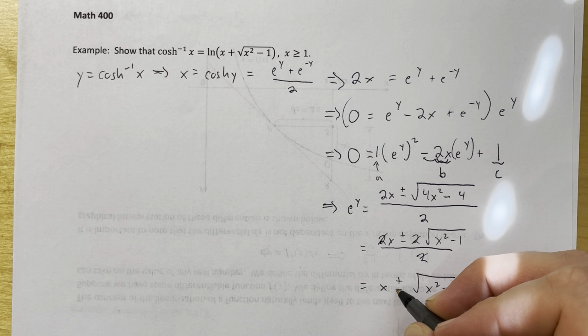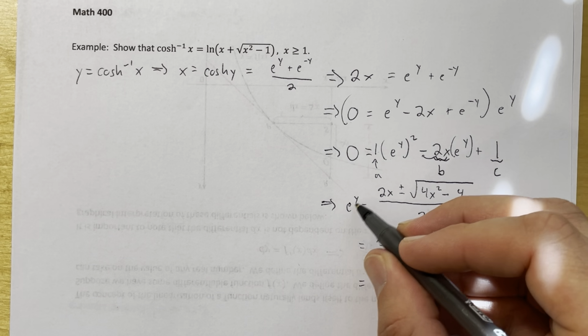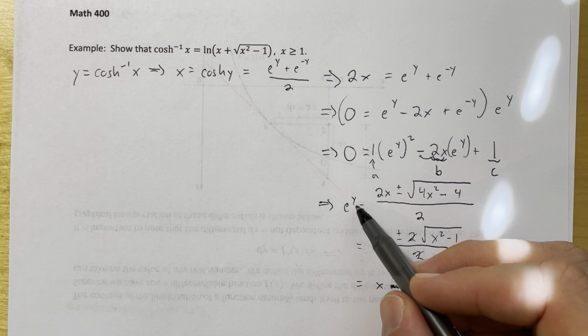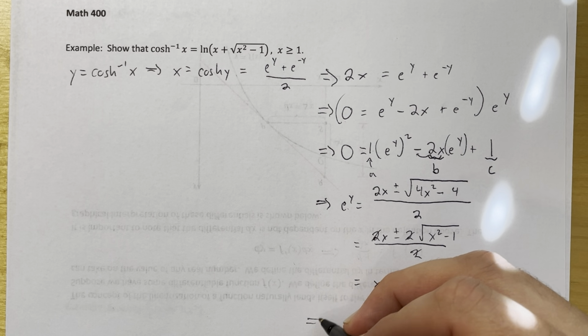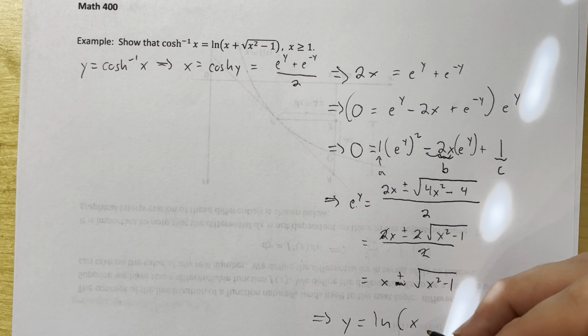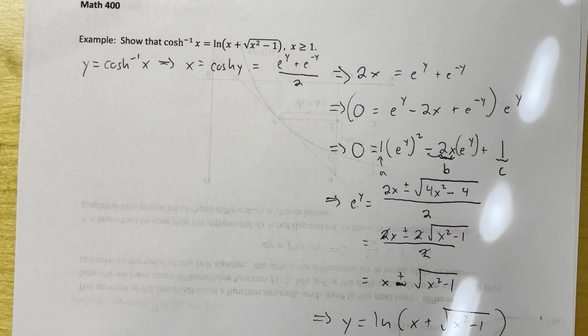Regardless, if we use minus, this thing ends up being not defined. I need the plus. So that leaves me with e to the y equals x plus the square root of x squared minus 1. To solve for y, I take a natural log of both sides, so that y is equal to the natural log of x plus the square root of x squared minus 1.